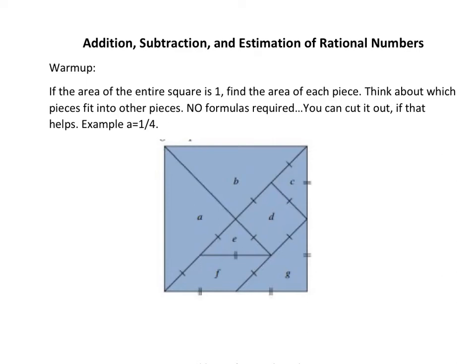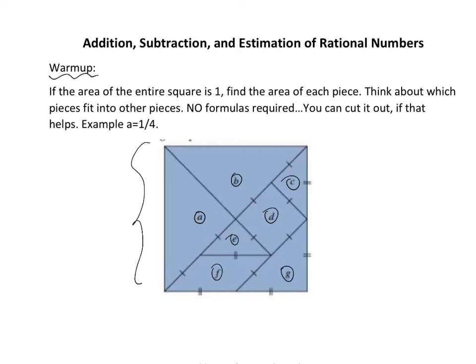So we're going to continue on with our rational numbers, and we're going to look at the operations of addition and subtraction today. So for our very first warm-up, I want to give you a little bit of time, so please press pause after the directions. But you're trying to look at finding the area of each of the pieces that are in this puzzle. So there is A, B, C, D, E, F, and G. So you need to find the area of each of those shapes.